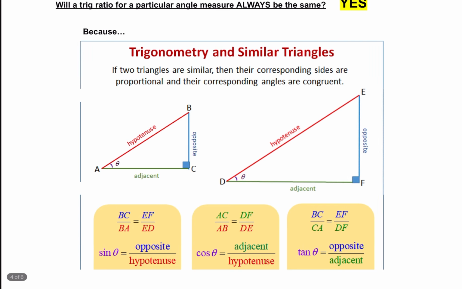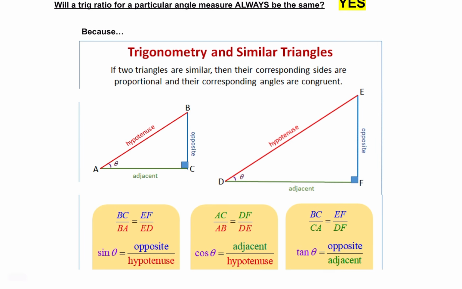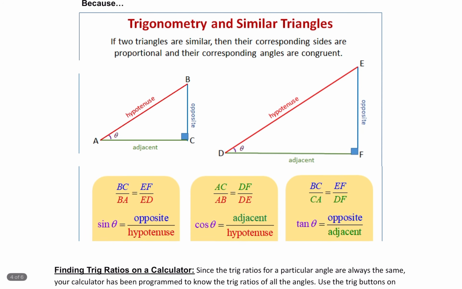Okay, so this little diagram says if two triangles are similar, then their corresponding sides are proportional and their corresponding angles are congruent. So what that means is that if this small triangle, for example, was a 3, 4, 5 triangle, and this big triangle was a 6, 8, 10 triangle, then if we took the sine, the cosine, or the tangent of both of these triangles, they would be the same because they are similar. So let's test that by using the sine.